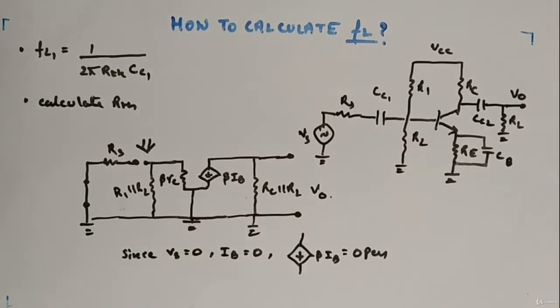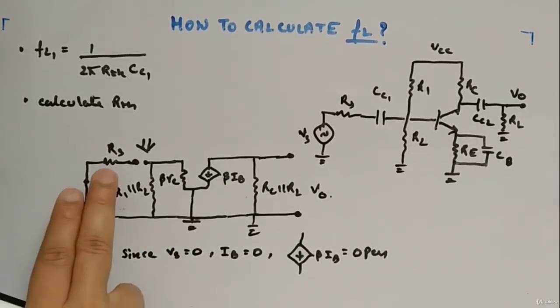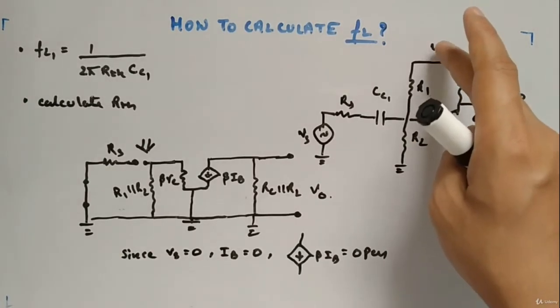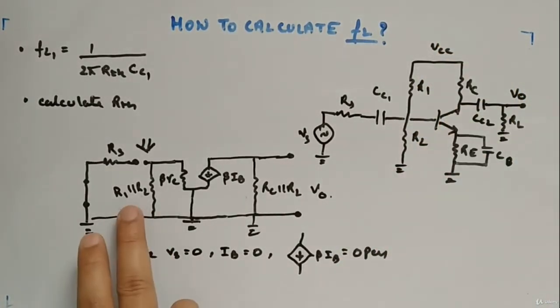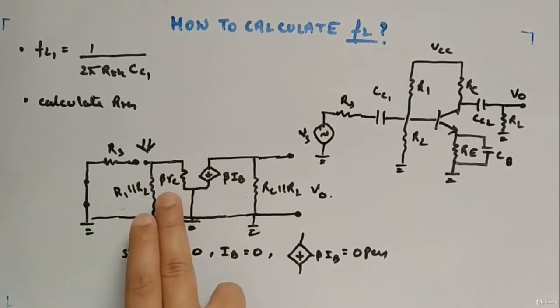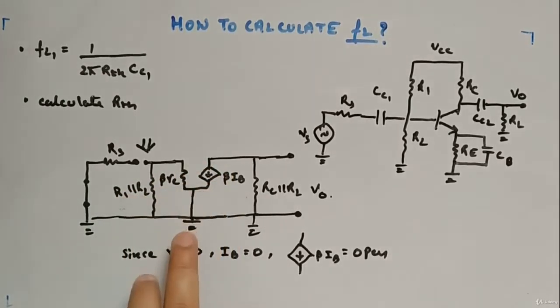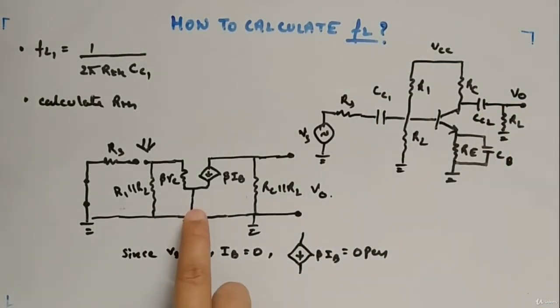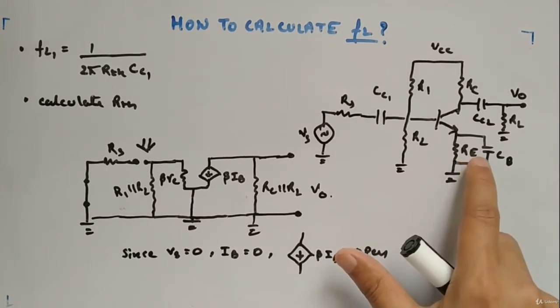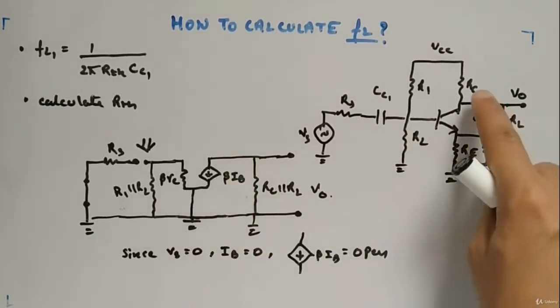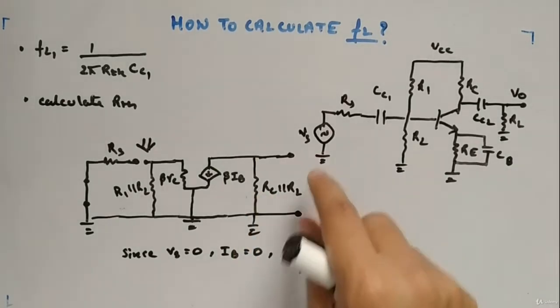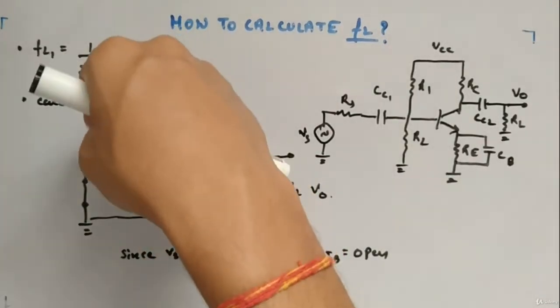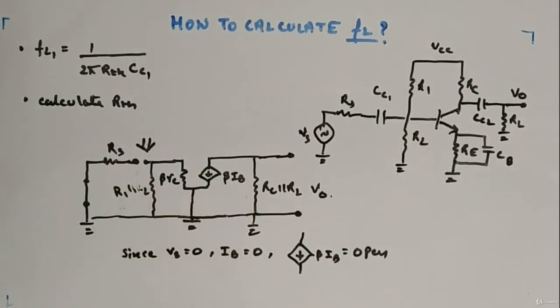This is how the circuit will look, the AC equivalent. So the VS is short, then there is an RS. This will be ground, VCC will be ground. So R1 and R2 will be in parallel. Then this will be the transistor, beta RE, and beta IB is the current, and the rest of the capacitors will be short. Apart from this one, because we are calculating with respect to CC1, the rest of them will be short. So this short will short the RE, and RC will be parallel to RL, and this is V0. Okay, so we have to look from here. The capacitor was connected here.